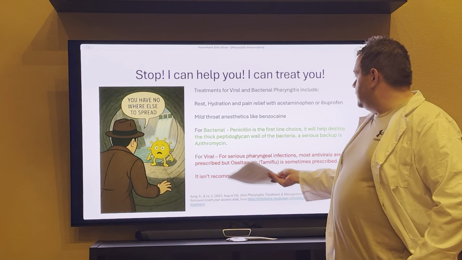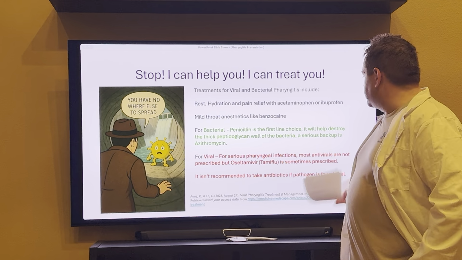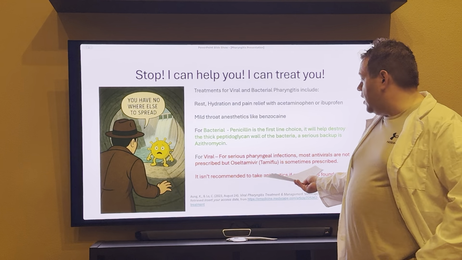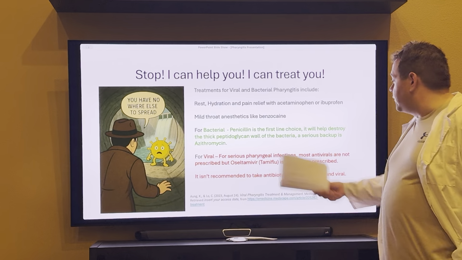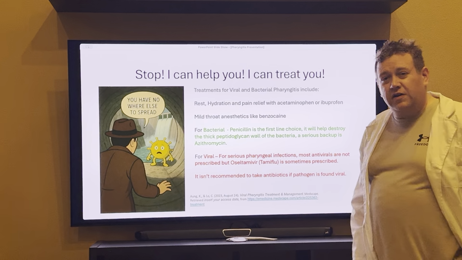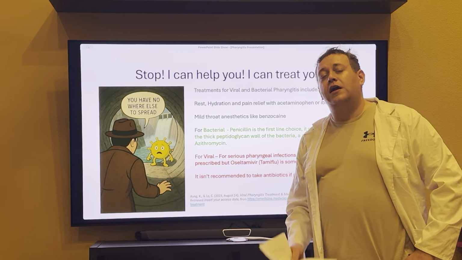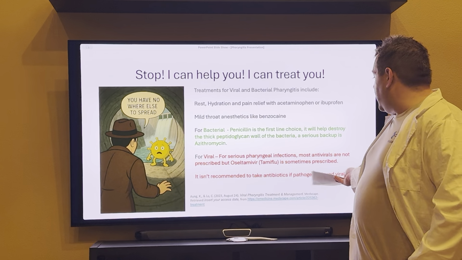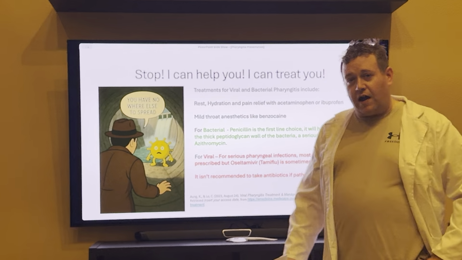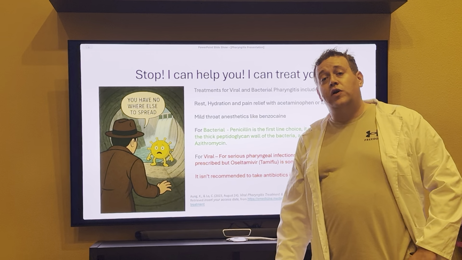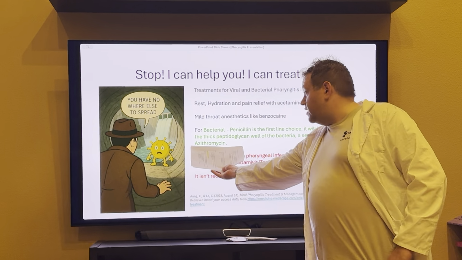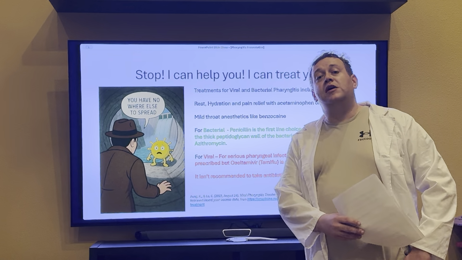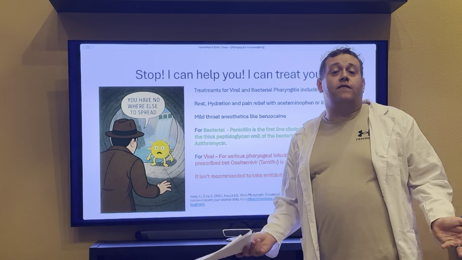For serious viral pharyngeal infections, most antivirals are not prescribed to people. If one is prescribed, it's going to be Tamiflu, and it sometimes is only prescribed because it's not very effective against influenza itself. It isn't recommended to take antibiotics if a pathogen is found to be viral. This is correct. Some doctors will order you a Z-Pak, azithromycin, hoping that the bacterial cells will die off, therefore killing off the viral load.